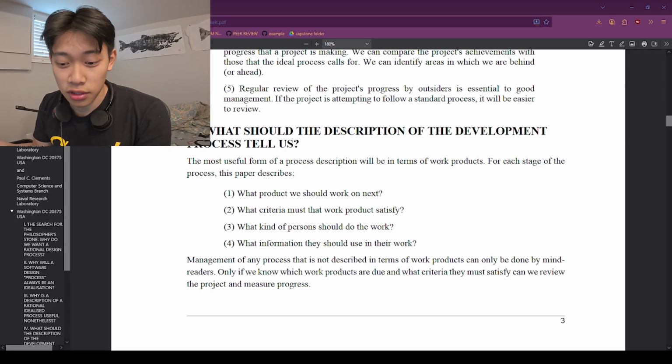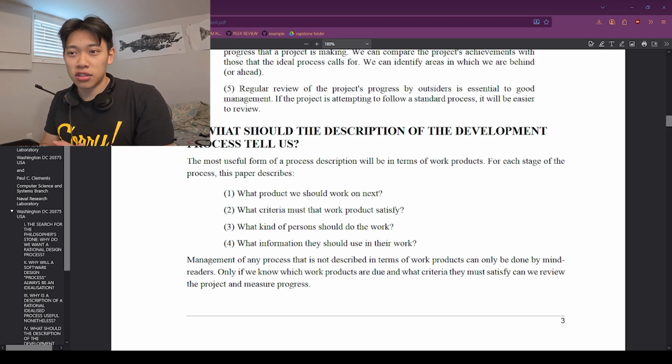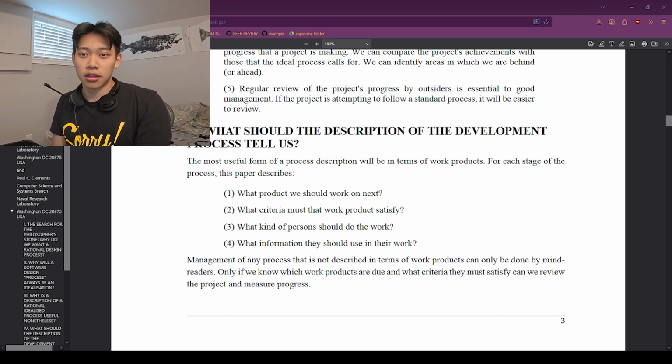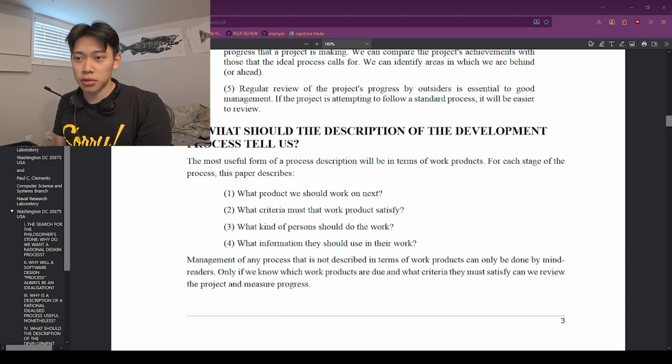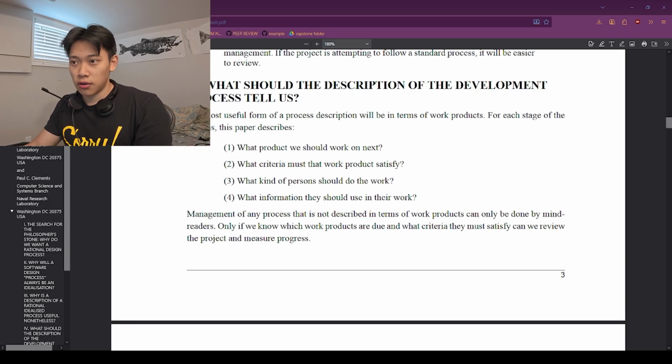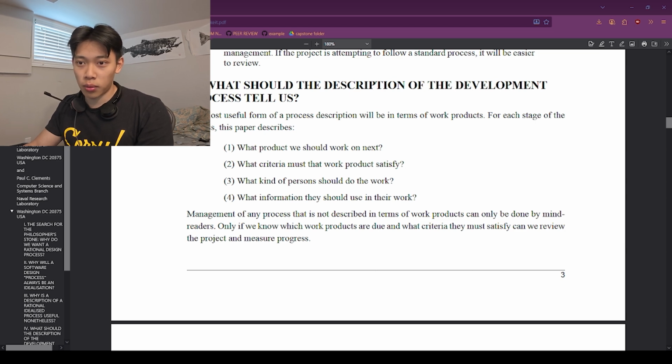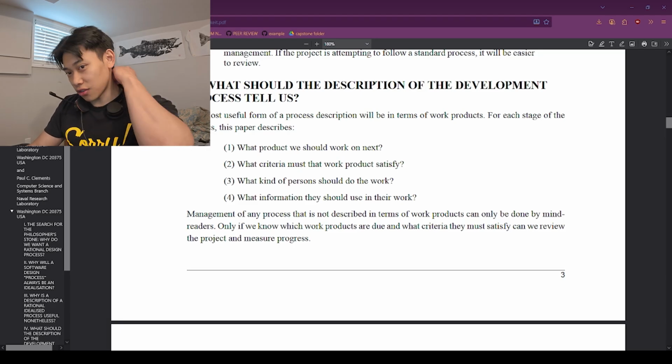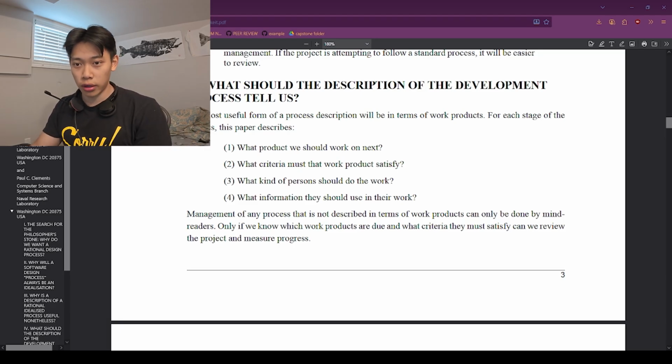Okay. So just continuing off. Number 4, what should the description of the development process tell us? The most useful form of a process description will be in terms of work products. For each stage of the process, this paper describes what product we should work on next, what criteria that work product must satisfy, what kind of person should do the work, and what kind of information they should use in their work. Management of any process that is not described in terms of work products can only be done by mind readers. Only if we know which work products are due and what criteria they must satisfy can we review the project and measure progress.